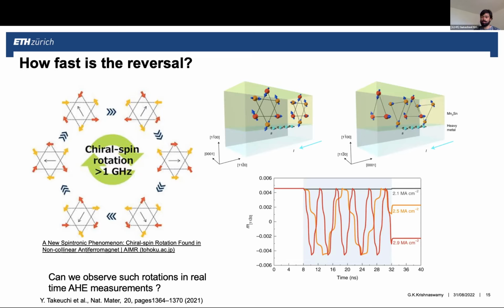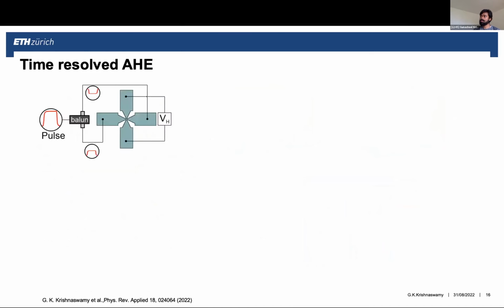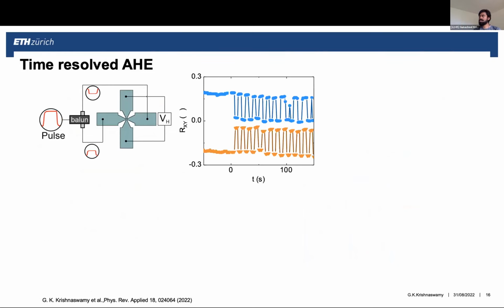And for that, what we want to do is measure the anomalous Hall effect during the pulse. To do that, we use a specific geometry of a Hall bar. So in this case, we have this Hall cross, and we send a pulse that is split into two different paths, such that you can measure the anomalous Hall effect during the pulse.